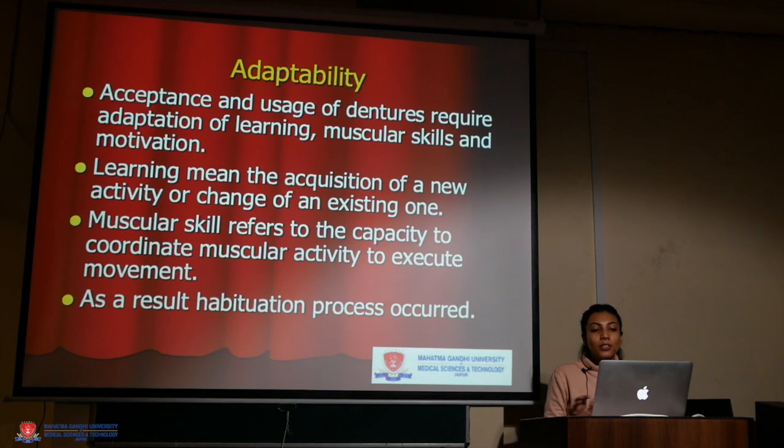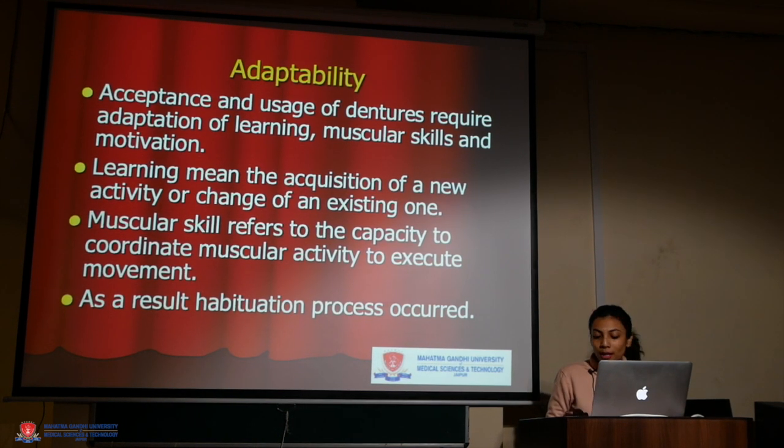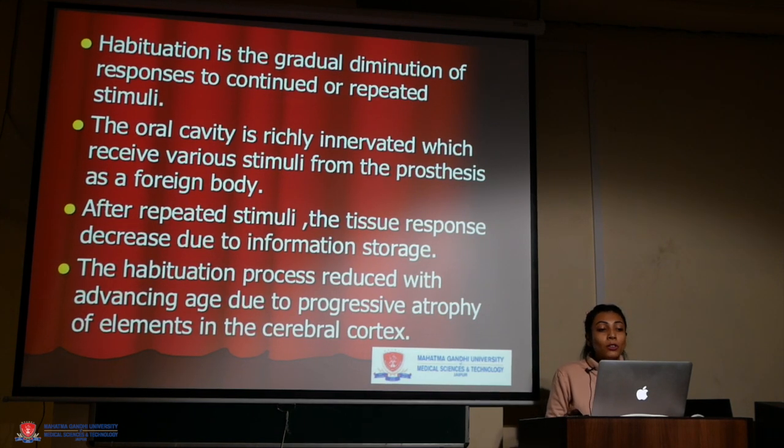Adaptability. Acceptance and usage of dentures require adaptation, learning of muscular skills and motivation. Learning means the acquisition of a new activity or change in existing ones. Muscular skill refers to the capacity of coordinated muscle activity to execute movement. As a result, the habituation process occurs. Habituation is a gradual diminution of the response to continued or repeated stimuli. The oral cavity is richly innervated and receives various stimuli from the denture as a foreign body. After repeated stimuli, the tissue response decreases due to information storage. The habituation process is reduced with advancing age due to progressive atrophy of elements in the cerebral cortex.